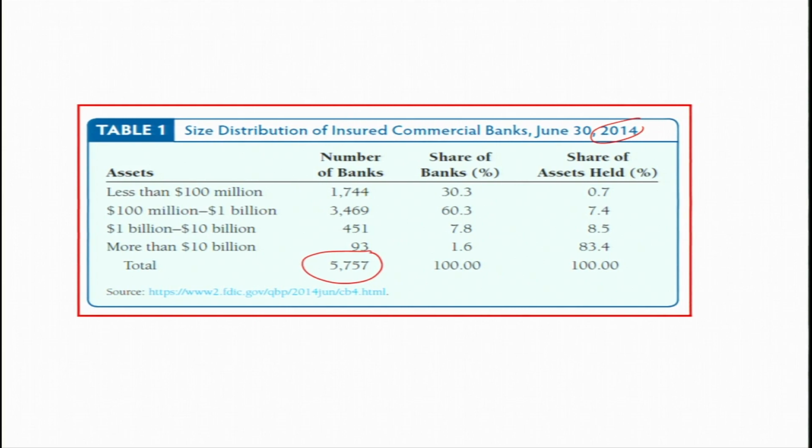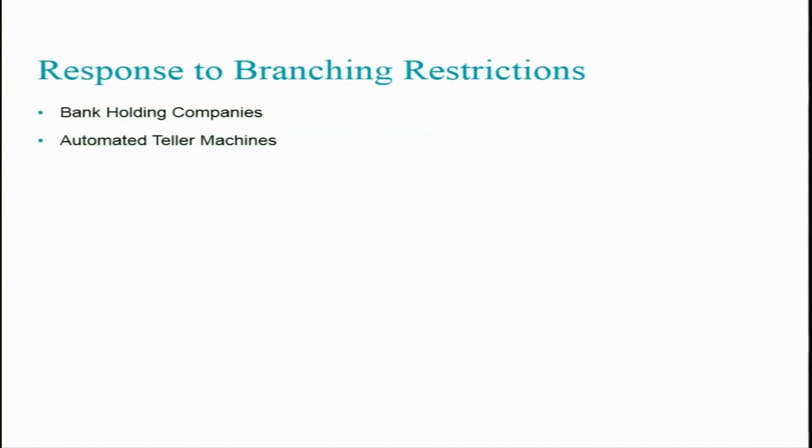So let's now proceed with the discussion of the structure of the banks. In response to branching restrictions, there were mainly bank holding companies, and the other one, supported by the IT revolution, is the ATM. That means even if there is a branching restriction, they were allowed to start ATMs throughout the country, which practically serves as a branch. So it's possible due to the development in IT.